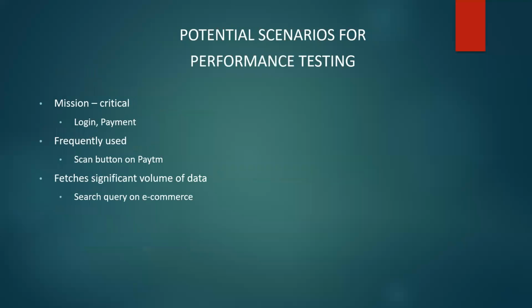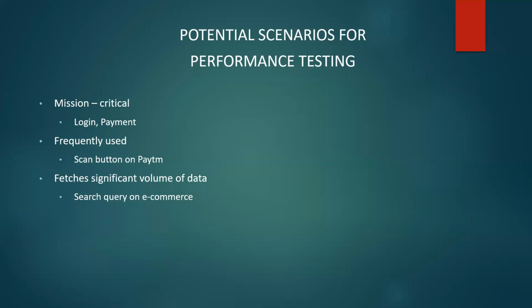Okay. So now, how to identify potential scenarios? Performance testing is a part of non-functional testing, wherein we are not at all bothered about the functionality of the system. So one of the prerequisites of performance testing is that you should have functionally stable code. And what will be the potential scenarios for performance testing?